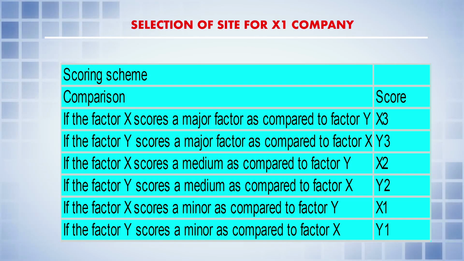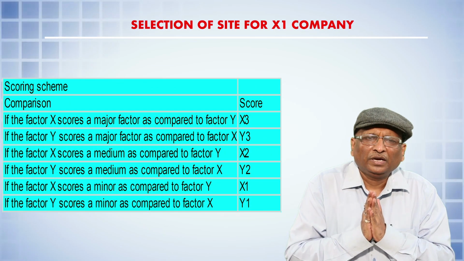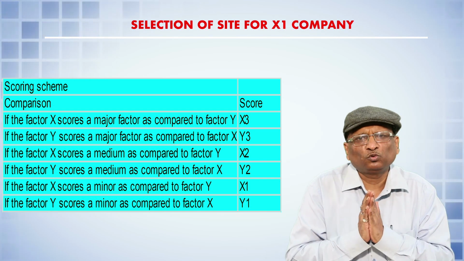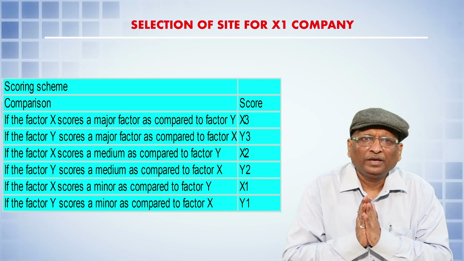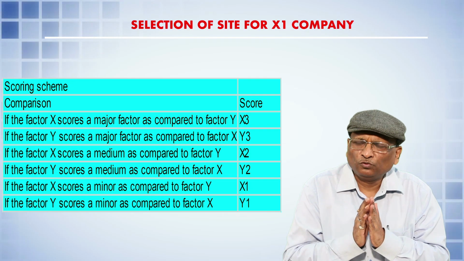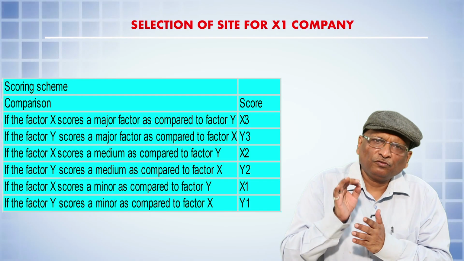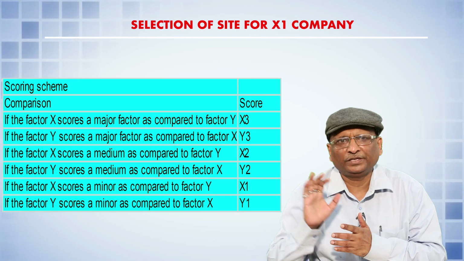Now, this is a very important table, and you can see that we have made 3 scales, 1, 2, 3. Now, we are comparing 2 factors x and y. In the selection of a site for the X1 company, under this technique, we try to compare 2 factors on the scale of 1 to 3, and if factor x scores as a major factor compared to factor y we give the score x3. If y scores as a major factor compared to x, we give the score y3.